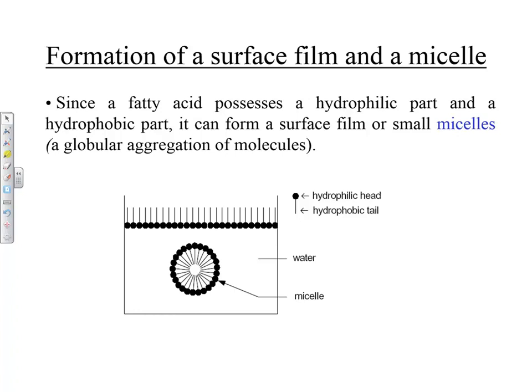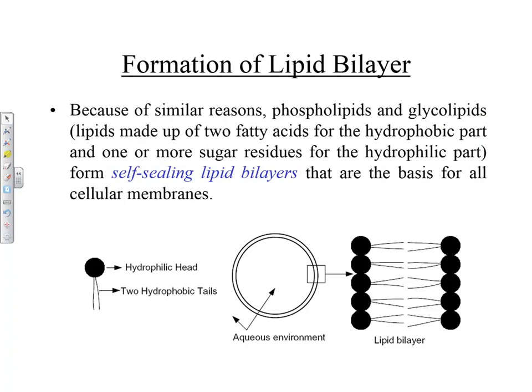Another example is the formation of the lipid bilayer, which I discussed in the first chapter. For similar reasons, the phospholipids and glycolipids, which are lipids made up of two fatty acids for the hydrophobic part and one or more sugar residues for the hydrophilic part, form these self-sealing lipid bilayers, which are the basis for all cellular membranes. Again, two hydrophobic tails and a hydrophilic head in an aqueous environment will form a bilayer where the hydrophilic part is facing the water and the hydrophobic part is staying away from the water.